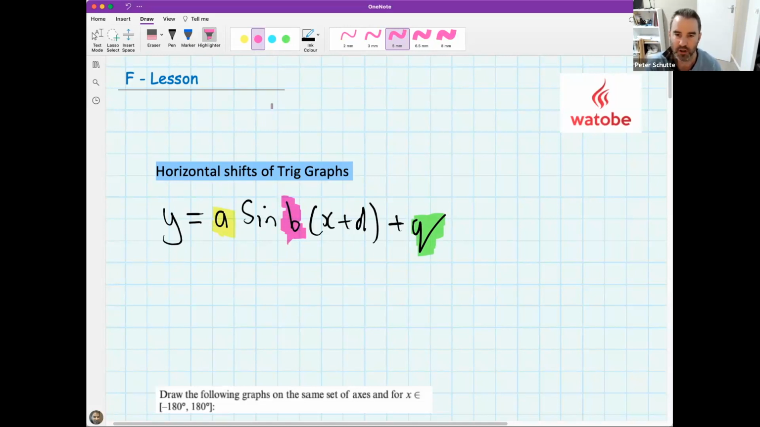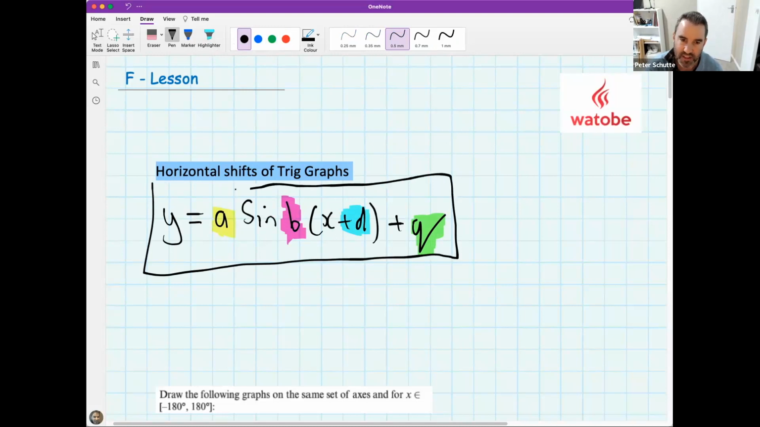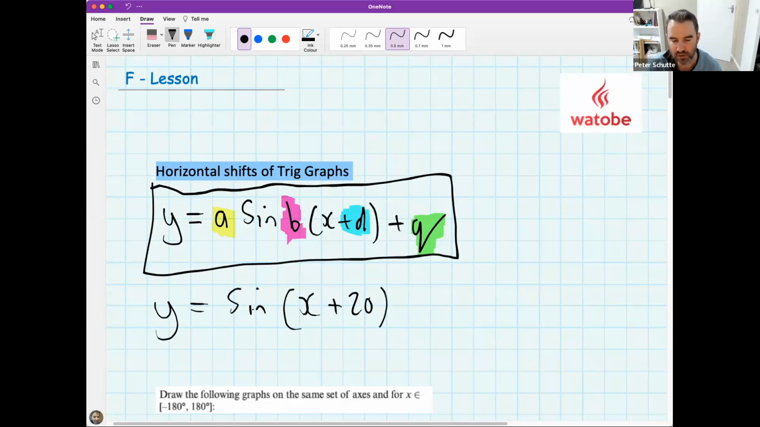Now, today, we're going to look at the last change that you need to know about, which is something called the horizontal shift. If we draw the standard form of a trig graph like this, these are the 4 changes you need to know about. However, if we focus only on a shift horizontally of the graph, it would normally look something like that. So if you see a trig graph that is y equals sine x plus 20, this is an example of a sine graph that's been shifted.